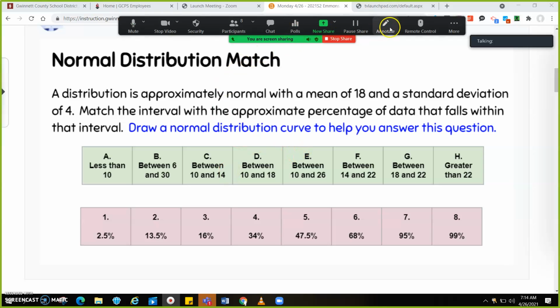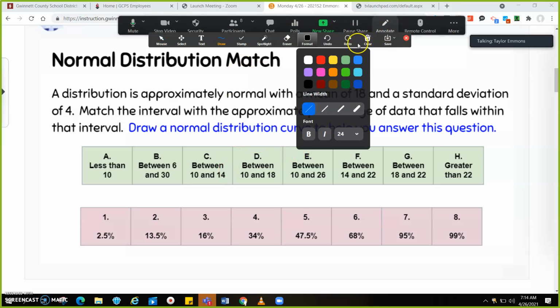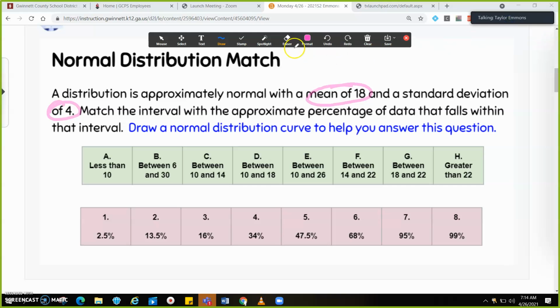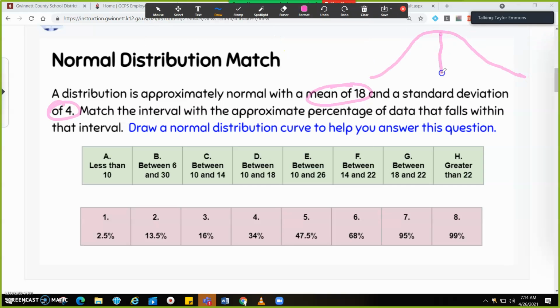Okay, so last week we talked about normal distribution. Whenever we're given information about the normal distribution, it's telling us that we have a mean of 18 and a standard deviation of 4. So we're going to draw this lovely curve, and in the middle is going to be your mean.